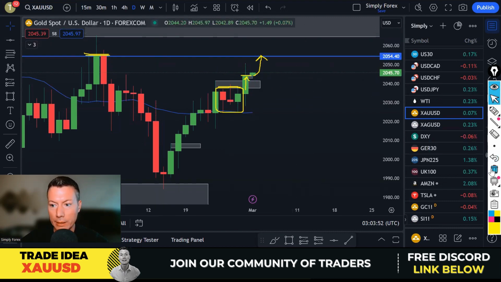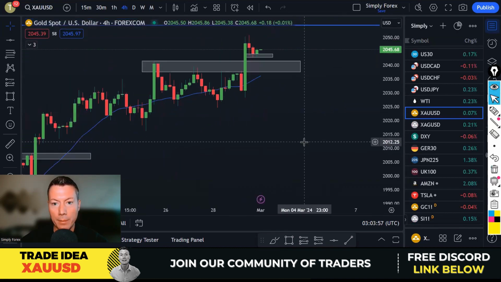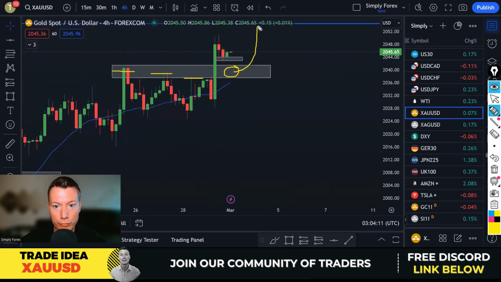If we drop down to the H4 now, what are we looking at? So we've got a couple of levels. We've had a nice H4 reaction right now. So price reacts here, but this is more of a H1 level. Let me show you that on the H1. But this H4 level here, maybe price comes down to here. We get a bullish reaction.